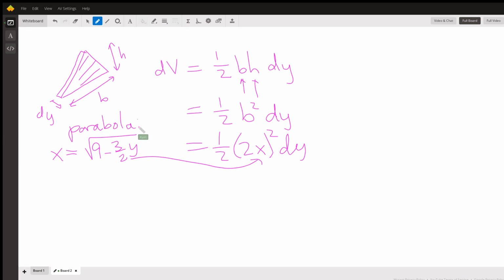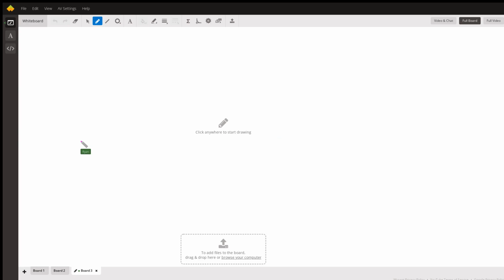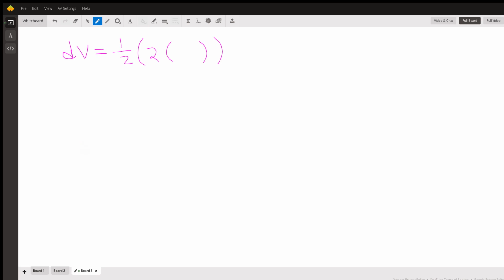That's defining our region. And so lastly, we're basically at the final stage here before we're ready to evaluate the integral. So now we have that our small volume, dV, is going to be equal to 1/2 of 2 times, and now instead of an x here, I'm going to put my formula for x in terms of y. So this will be the square root of 9 minus 3/2 y, and then this whole quantity is going to be squared, and we're going to tack on our dy for the thickness of this region.